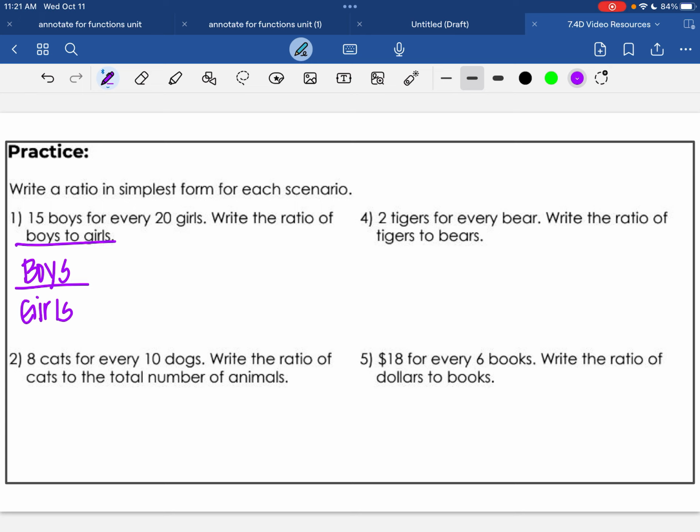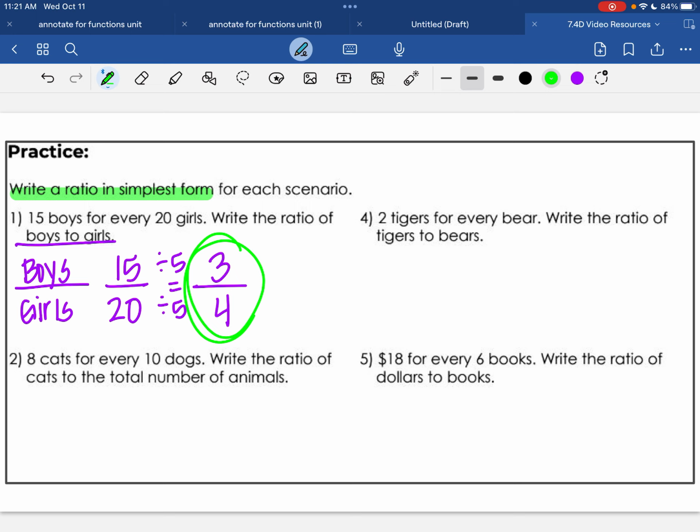And the word problem told me that there are 15 boys for every 20 girls. But they wanted us to write this ratio in simplest form. And so I'm just going to simplify my fraction. And I see that my numerator and my denominator are both divisible by 5. So I'm going to scale down by 5. And so I get that for every 3 boys, there are 4 girls. And so here is my ratio in simplest form.